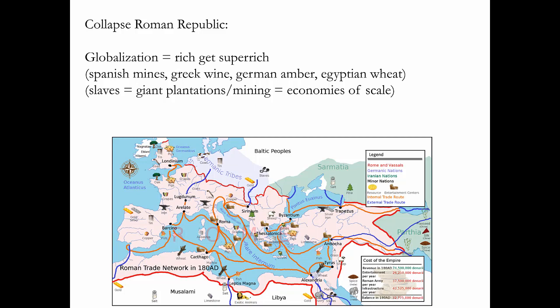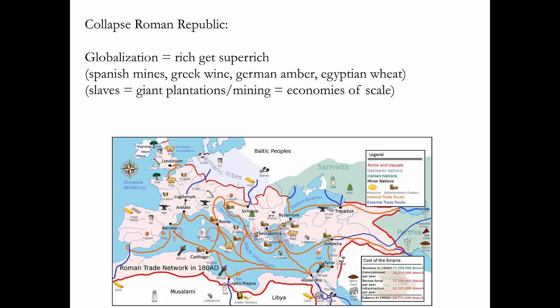The answer is they can't. So if you're able to invest in the stock market, in these new businesses, you will make a killing, and the rich get super rich. But if you are a regular old farmer, you actually now have competition that you didn't have before.